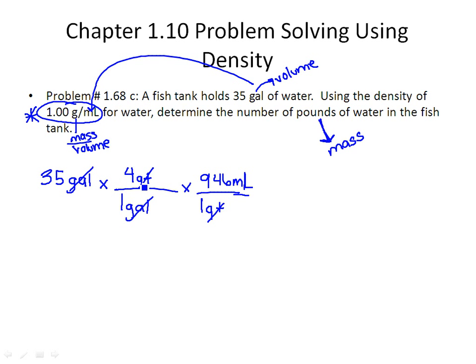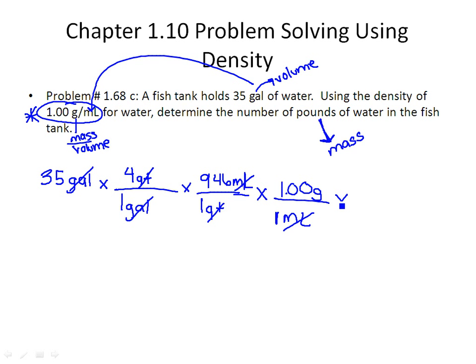And now we have to plug in density. Our density is 1 gram per milliliter. See how our milliliters can now cancel. It's an understood 1 milliliter. The 1.00 goes on the top. And now we're in grams. So now we're in a mass unit. We converted from a volume unit to a mass unit by using density.